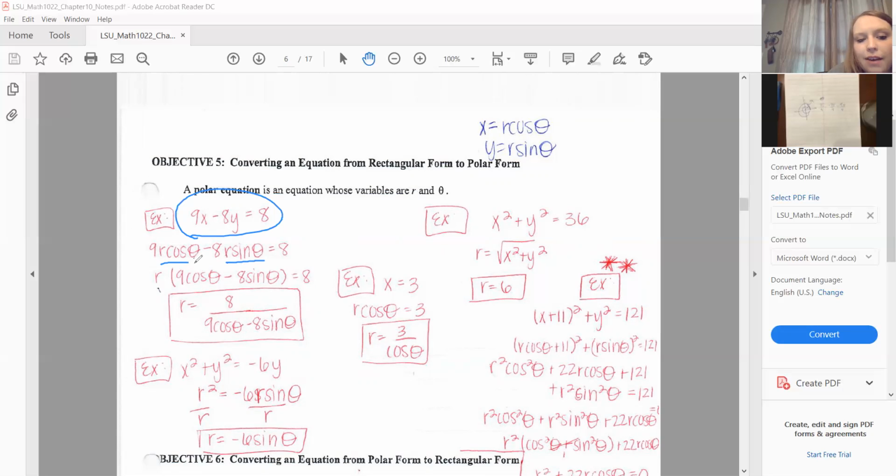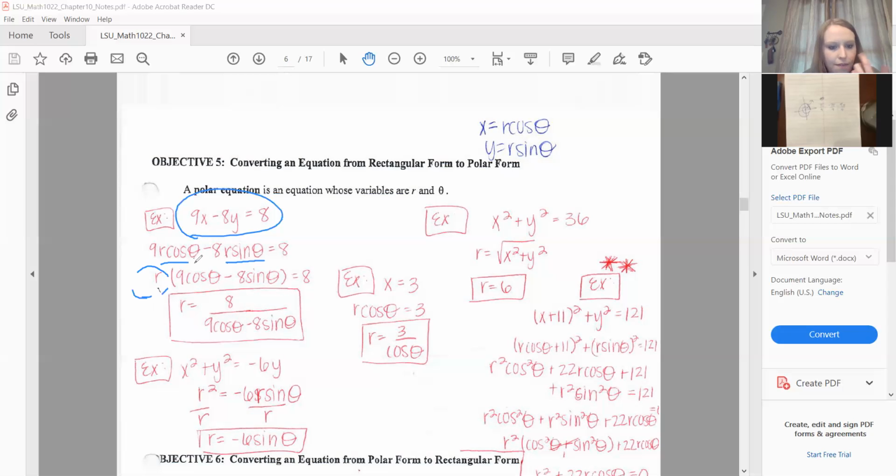Both of them have an r in common, so I took it out. 9 cosine theta minus 8 sine theta equals 8. All of those are numbers now, and I could solve for r. To get r by itself, you have to divide all of that. Once you have r equals, you're done. That's the equation you would type in. I know it looks a little funny, but it's just algebra. You're just rearranging.